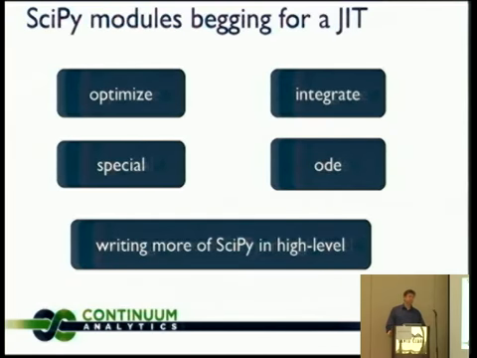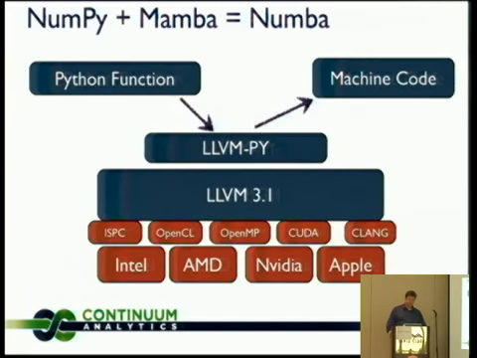SciPy has tons of modules just begging for a JIT, like the optimize module. We saw the ODE expression, the Runge-Kutta algorithms. Right now, you specify that with Python code. A lot of times you want that JITted. You want your optimization step to be very, very fast. There are just many, many places where it's begging for a JIT.